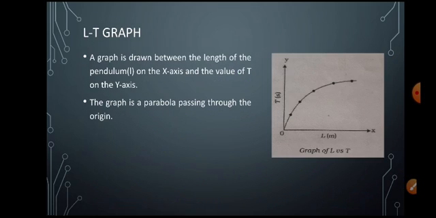And the next graph is the L-T graph. The graph between the length of the pendulum and time period. Length is taken on the x-axis and the time period, the value of T, is taken on the y-axis. The graph is a parabola that passes through the origin O. This is the second graph we have in this experiment.